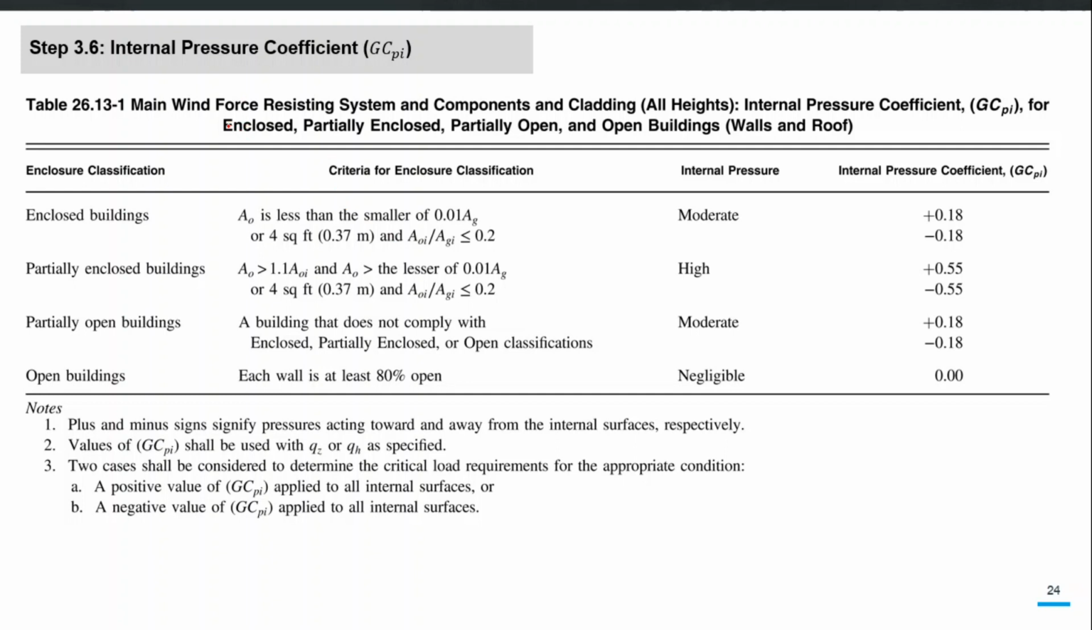For the main wind force resisting system and components and cladding, the GCpi, or the internal pressure coefficient, for enclosed, partially enclosed and open buildings is determined from this particular table. For enclosed buildings, for example, this is the criteria to be classified as an enclosed building, and the internal pressure is moderate, and these two coefficients are recommended, positive and negative. Similarly, partially enclosed, these two, then partially open, this one.